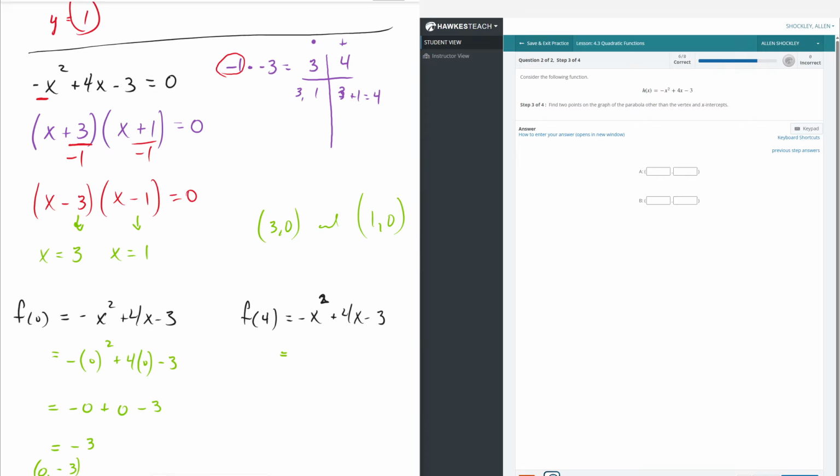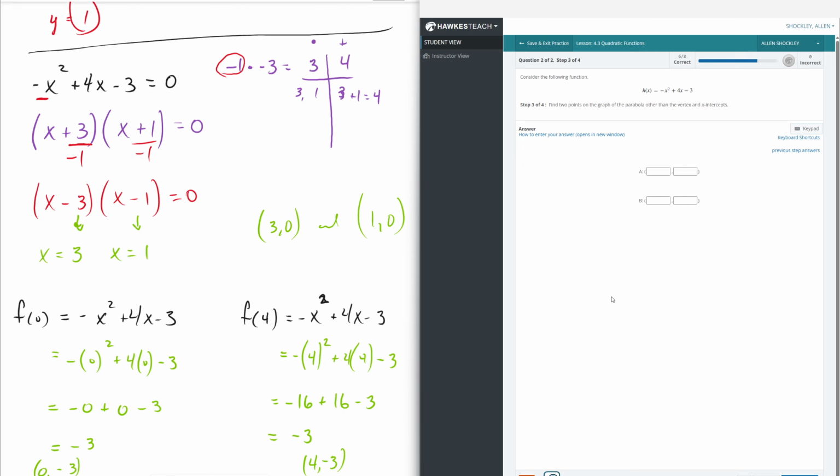On this side, we're going to do 4, so negative 4 squared plus 4 times 4 minus 3. 4 squared is 16. 4 times 4 is 16. It then becomes a negative, so negative 16 plus 4 times 4, which is 16, minus 3. Negative 16 and a positive 16 makes 0, minus 3, so negative 3, giving us another coordinate at 4, negative 3. And again, you're just typing it in.